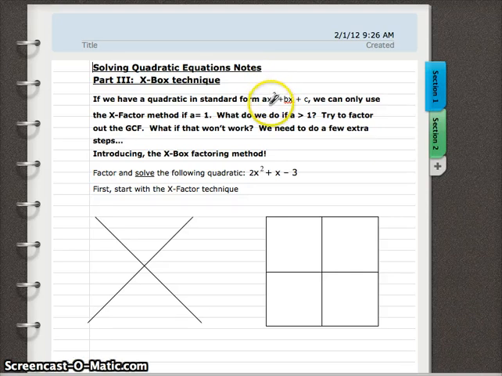If it's any greater than 1, we have to use the x and the box together, and we call that the x box technique. So first, always try and GCF, take out the greatest common factor of all terms in a quadratic. If that doesn't work and a is still greater than 1, we've got to use this next method.